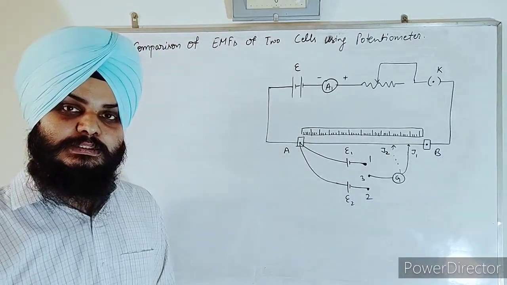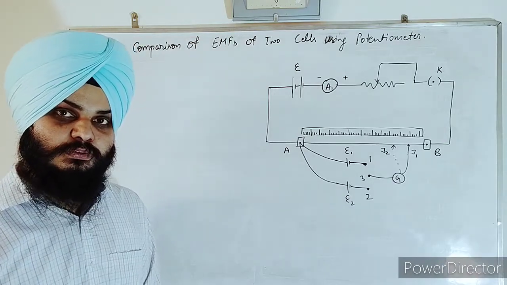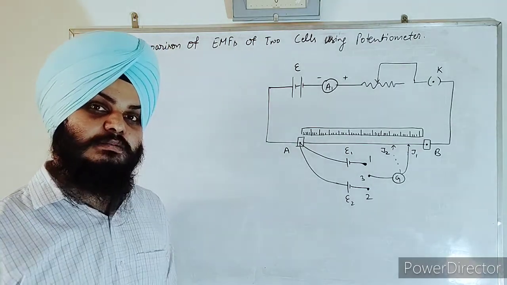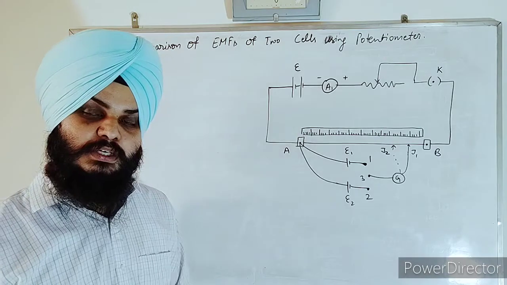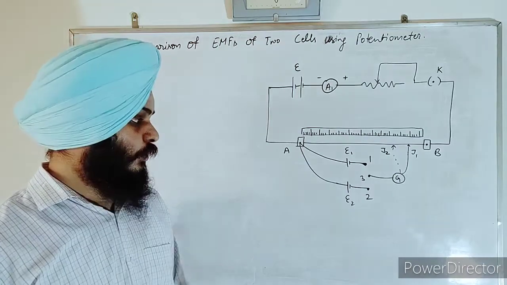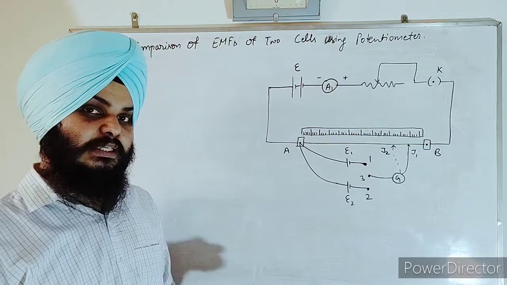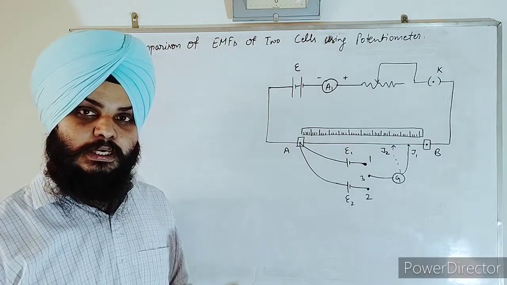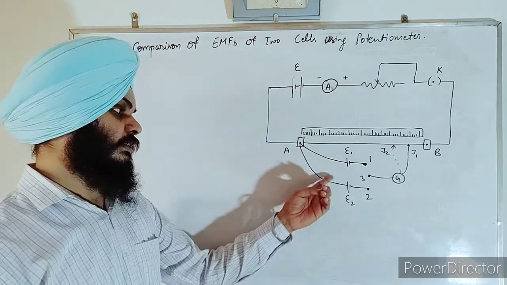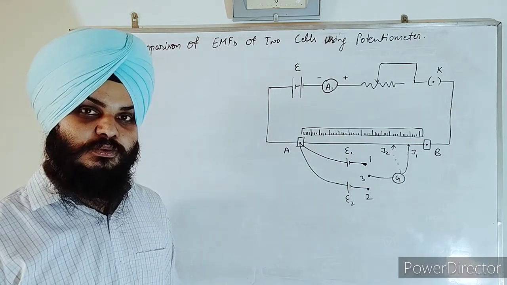So students, this is the circuit for comparison of EMFs of two cells. In this problem, we have a cell, say E1 is its potential or EMF, and we know this value. There is another cell for which we assume that its EMF is E2, and now we have to calculate the value of E2 using this E1. Now let's see how we can calculate this value.